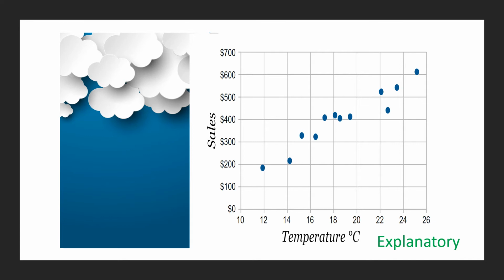On the x-axis we have the explanatory variable, which is your temperature. On the y-axis we have the sales, and that's our response variable. So the diagram we get gives us the scatter plot for the temperature and the sales.